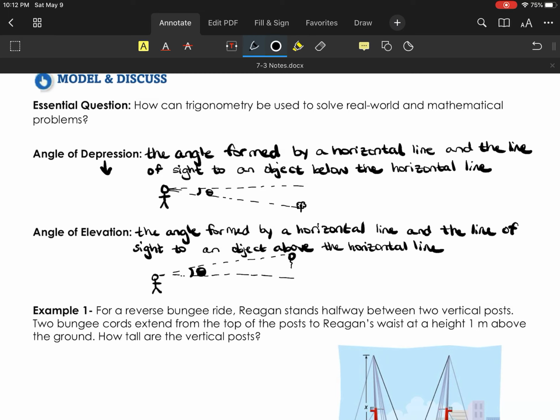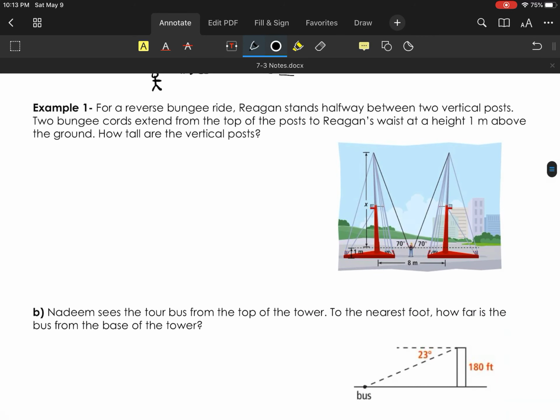Think of depression: when you're sad, you're depressed, you're feeling down. When you climb into an elevator, sometimes you go down, but the point of the term elevator is that it elevates you, it lifts you up. So angle of elevation will be going up.